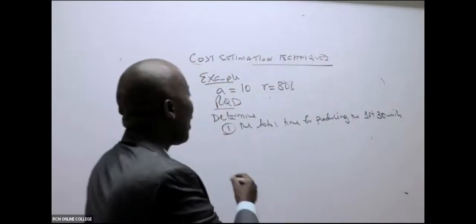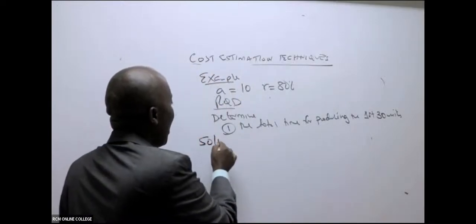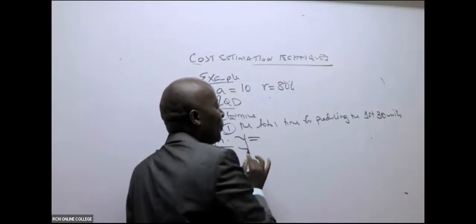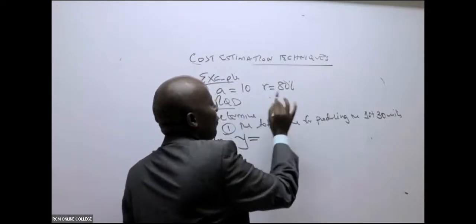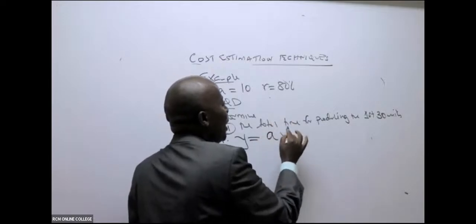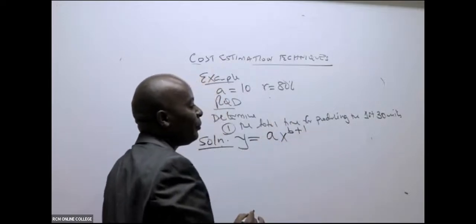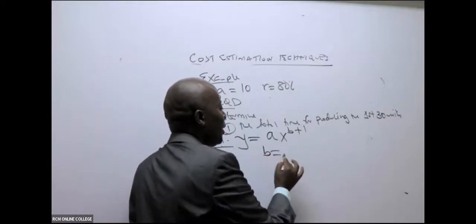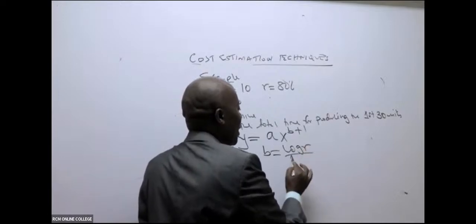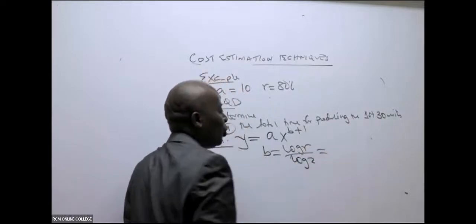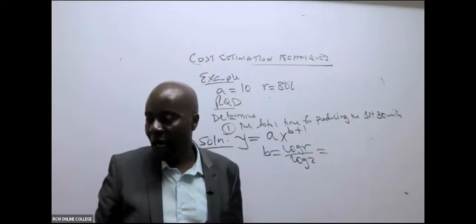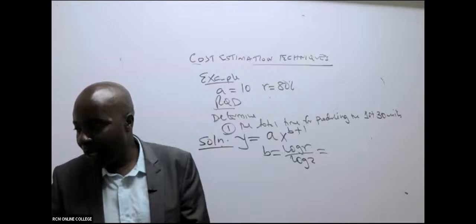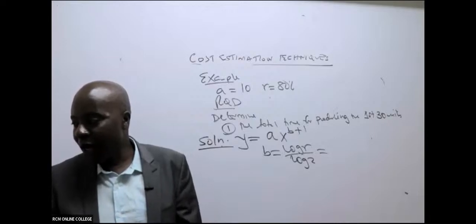So determine the total time for producing the first 30 units. If I'm given this kind of question, I will write the equation for getting total time, the learning curve equation: y equals ax raised to power b plus 1. The most important thing is for me to get this b. To get b, we normally take log r divided by log 2. Anytime they want us to get b, we will take log r divided by log 2.